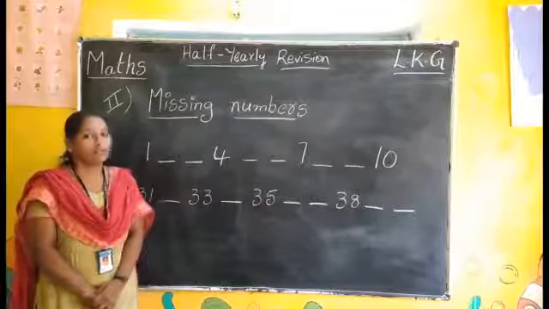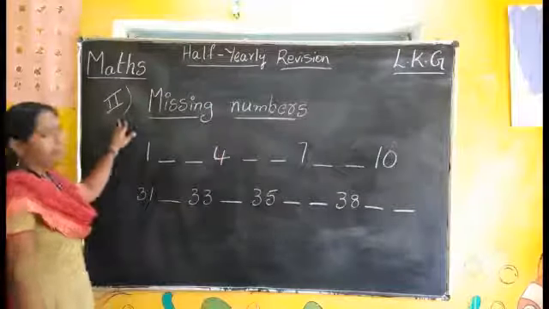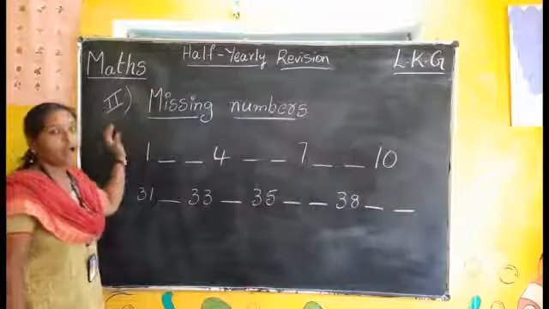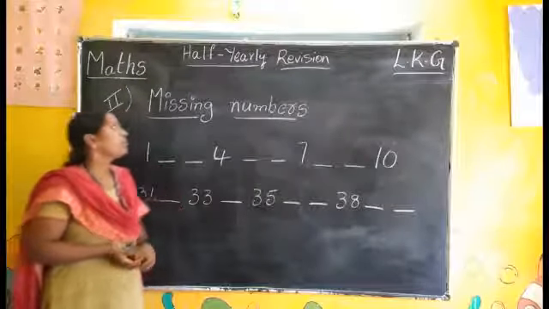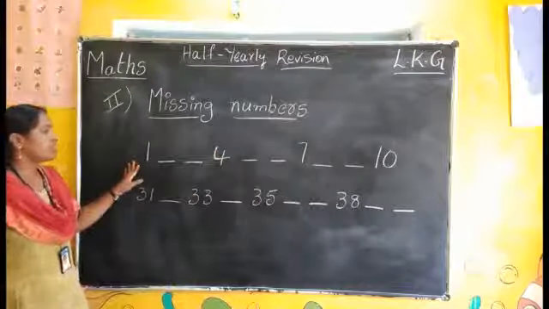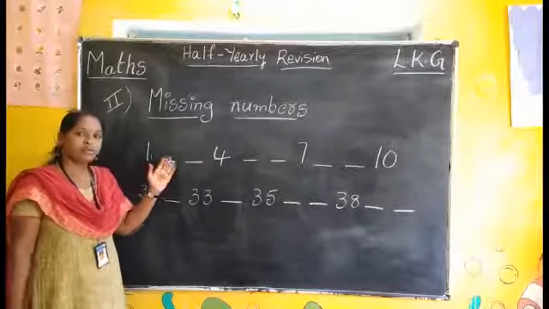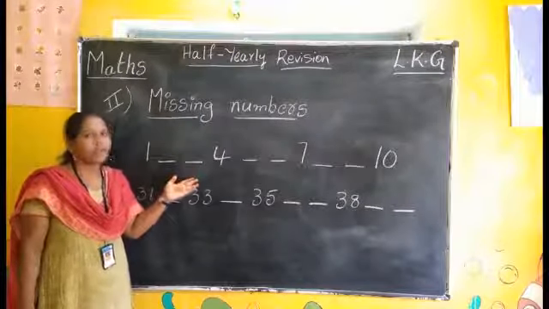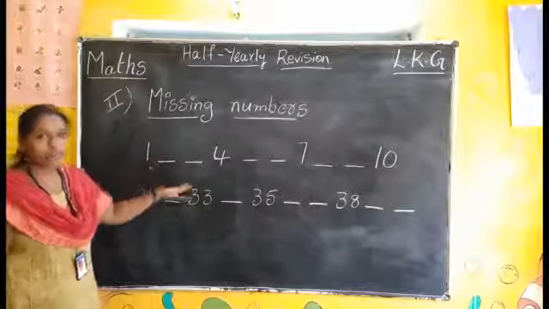Today I will tell you half yearly revision. Second bit. Okay children, are you practicing 1 to 15 numbers? What is the second bit? Missing numbers. Look here children, already I have given here some numbers and some blanks are there. We have to fill the blanks.